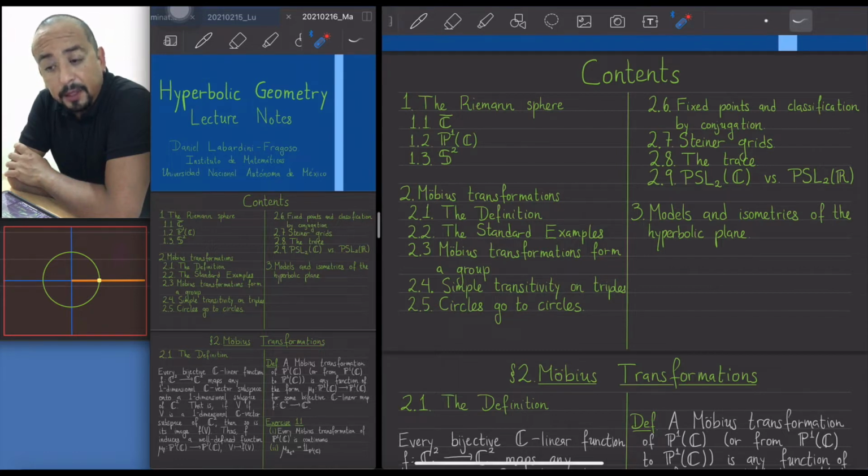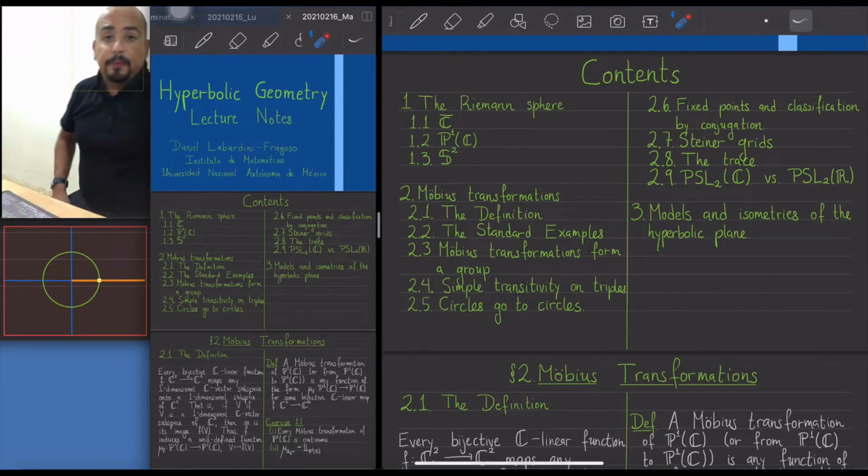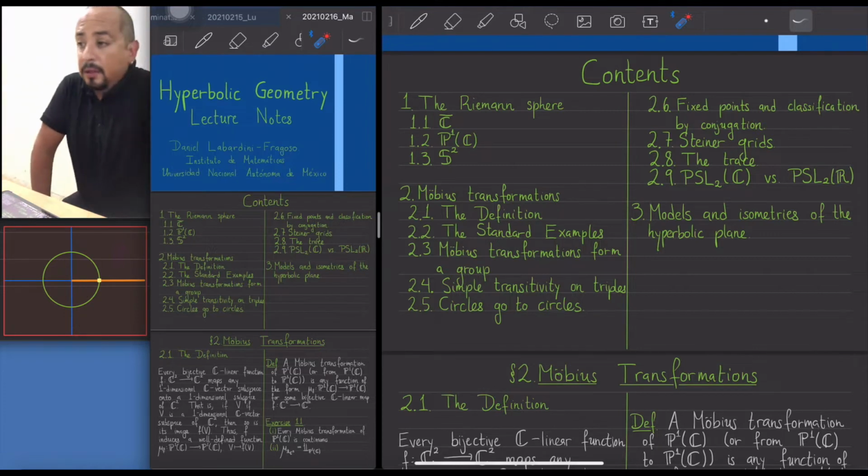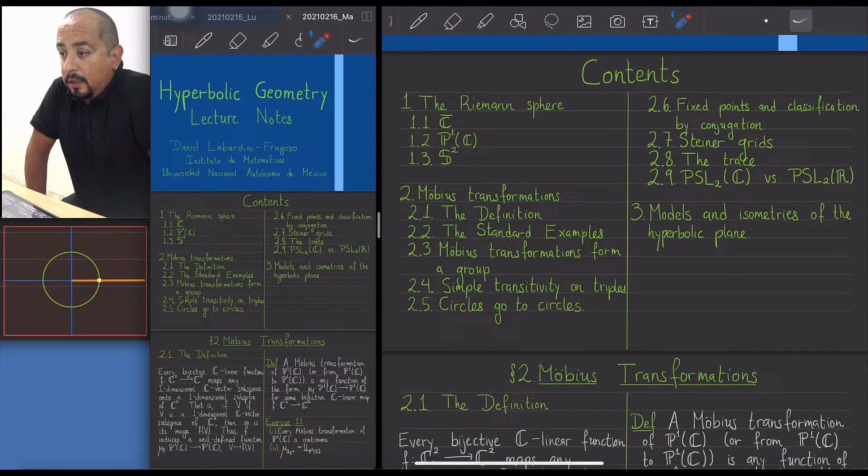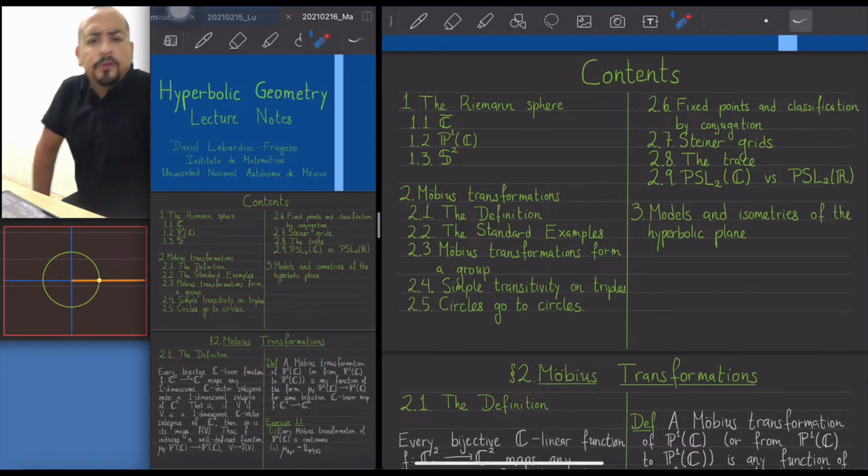So maybe many of you have seen at some point the famous formula mu of z equal to alpha z plus beta divided by gamma z plus delta. And maybe you have been told that that is a Möbius transformation. Okay, but where does that formula come from, right? Why is it natural to consider that formula? Why that formula, not some other formula, right?